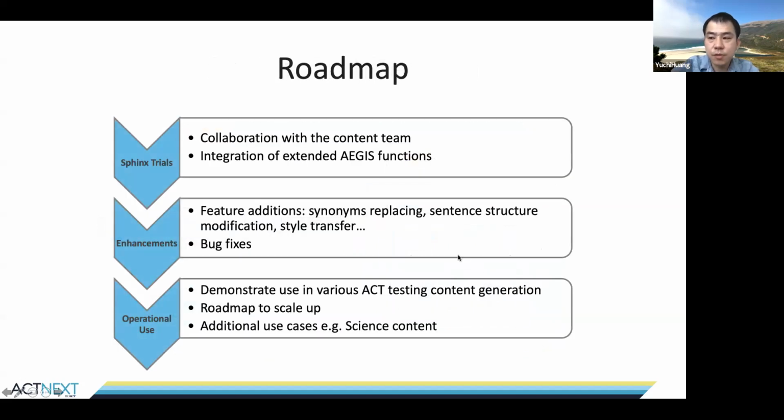So, some next step work we can do. We are actually collaborating with the content team, for them to give us suggestions and integrate extended Aegis functions. We also have some feature additions we would like to add, for example, sentence structure modification, style transfer, and transferring the difficulty of the article we generated. Also, we would like to push forward the operational use, so we can use the articles generated by Sphinx in different ACT tests. Maybe not some very high stake tests, but starting from the low stake tests at first.